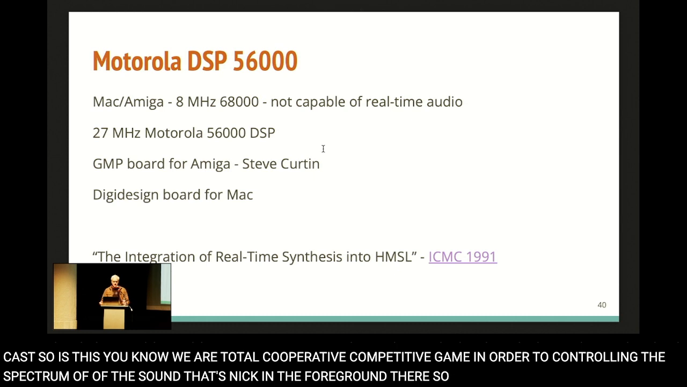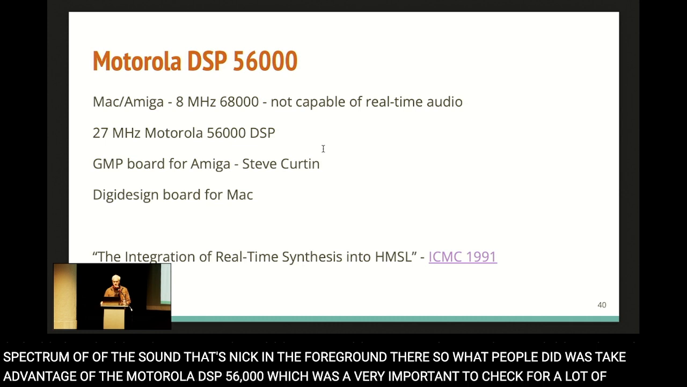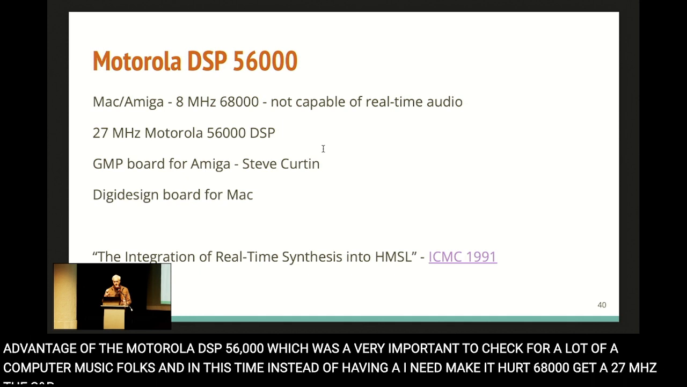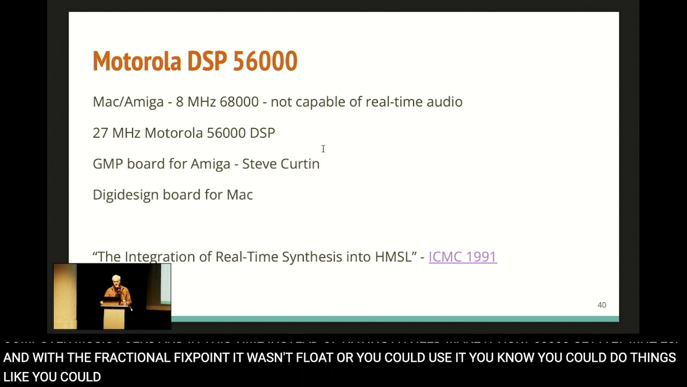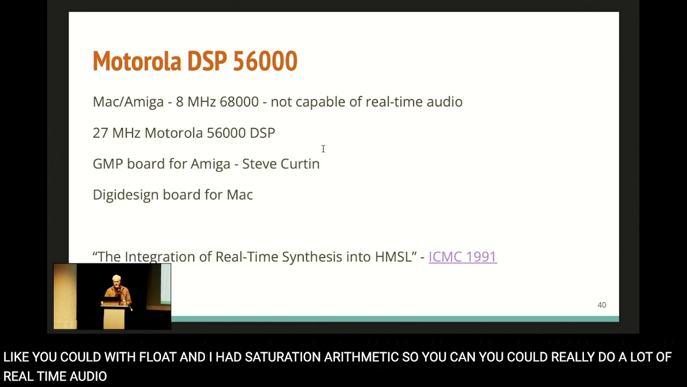So what people did was take advantage of the Motorola DSP 56000, which was a very important chip for a lot of computer music folks in this time. So instead of having an 8 megahertz 68,000, we had a 27 megahertz DSP, and with the fractional fixed point, it wasn't float, but you could do things like you could with float, and it had saturation arithmetic, so you could really do a lot of real-time audio with these devices.